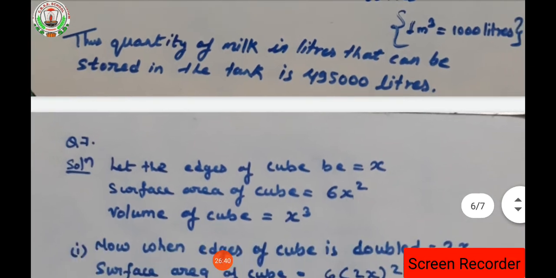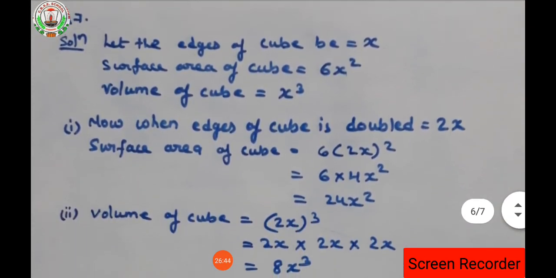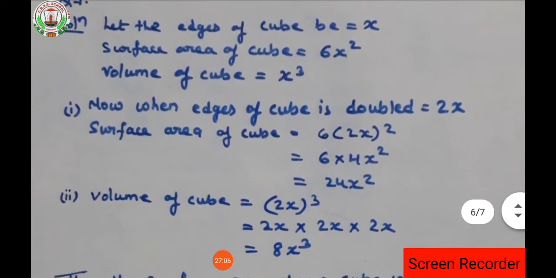Clear? Now question number 7. What is said in question number 7? As I told you, this question number 7 is in the form of theory. That means we do not have to solve, we have to just think about it: if the edge of a cube is doubled, then what will be the effect on the surface area and on the volume? Okay, so let's see the solution.